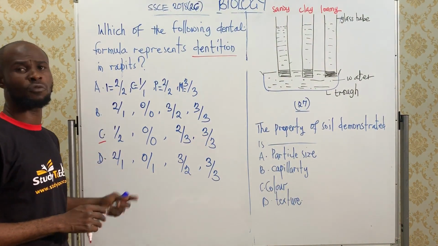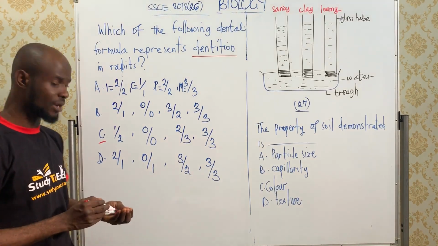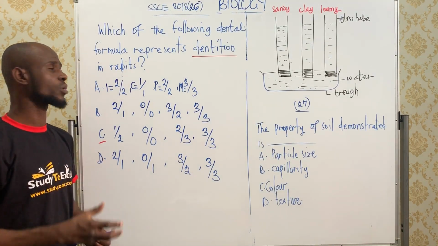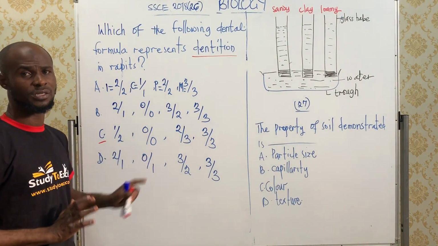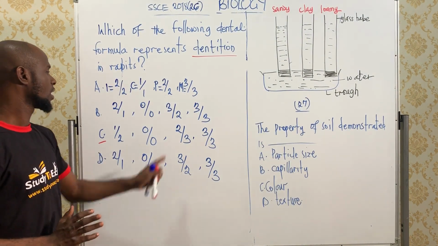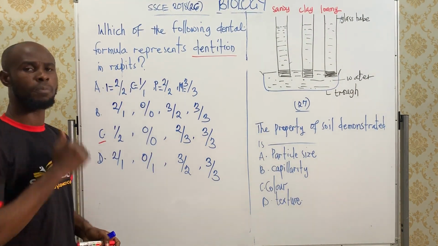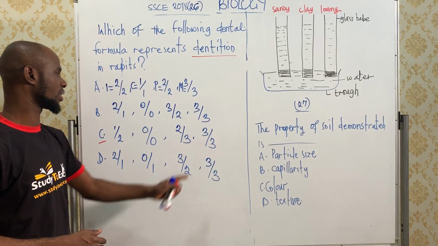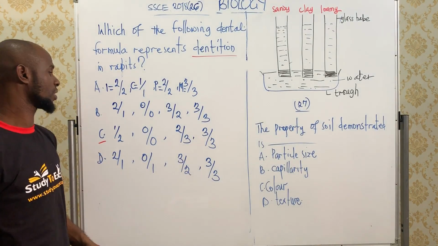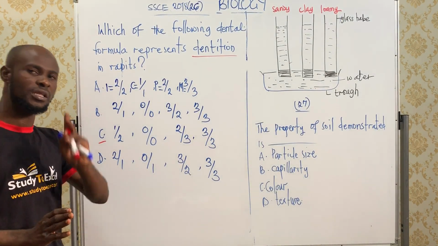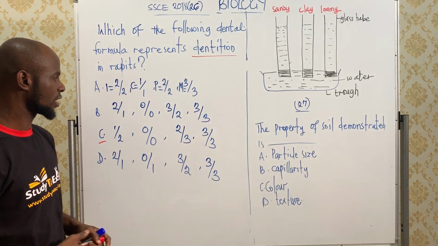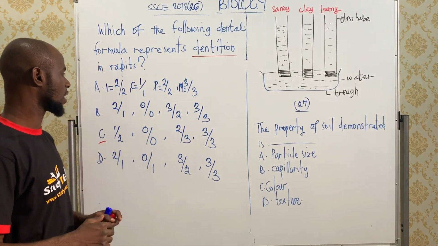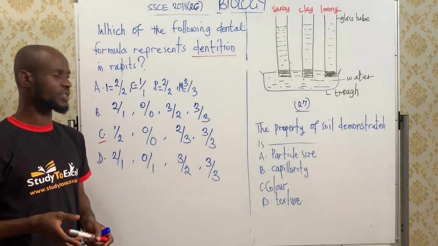Then at the canine level, because rabbits are not carnivores, they don't require the canine. So they have 0 and 0. The space is left there. Then the premolar is 2 up and 3 down. Then the molar is 3 up and 3 down on the right part. Then multiply by 2, and we have the other part, making a complete set of teeth.